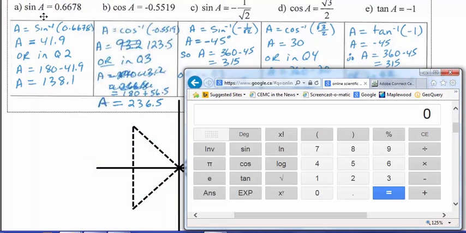So if I look at the first one, sine A is this value. We do the inverse sine. Okay, so my calculator is set to degrees, first of all. Make sure yours is as well. Inverse sine, and it's 0.6678. Hit the equal sign, and we get just about 42. Okay, so there's our first answer.